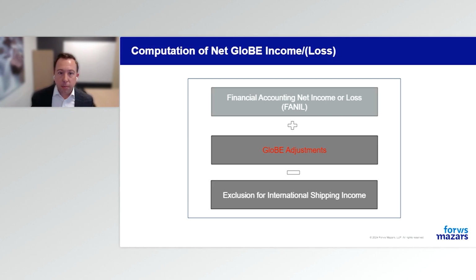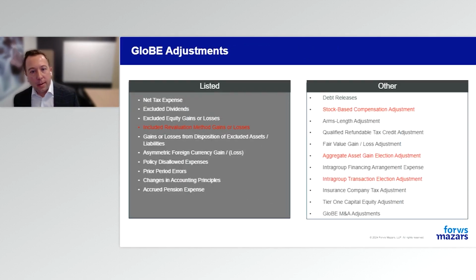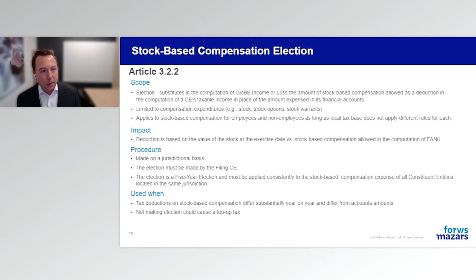So, Article 3 elections. These are elections that impact the adjustment of FANL to get to GloBE income. As Justin mentioned, here are the adjustments that are available, and we'll go through the various elections that can impact those adjustments, starting with the stock-based compensation election. What you'll see as a common theme throughout these elections is that a lot of them are in an attempt to align the GloBE income adjustment to mirror the local tax treatment, so there's not a mismatch between GloBE income and local tax treatment.